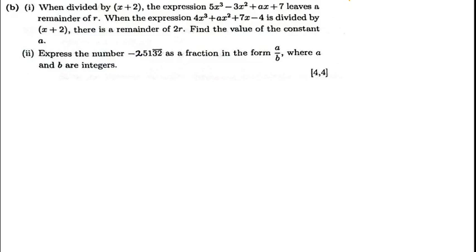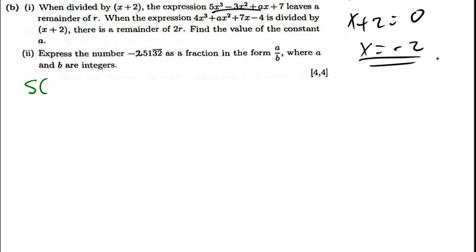So they're saying that x plus 2 is equal to 0. So if I find the value of x, x is equal to negative 2. If I plug in negative 2 in this equation, the remainder I'll equate equal to r. Same with this one. If I plug in negative 2 because it's also x plus 2, the remainder is 2r. So let's start with the first one.